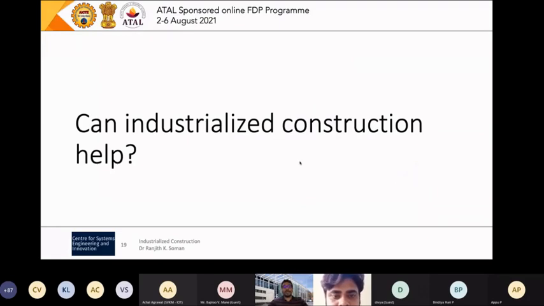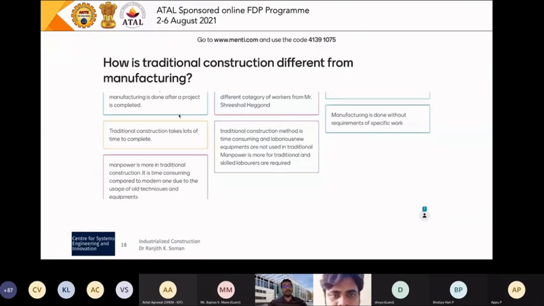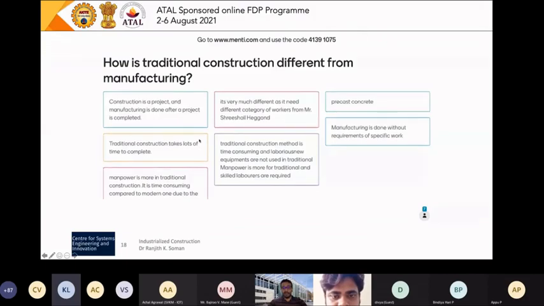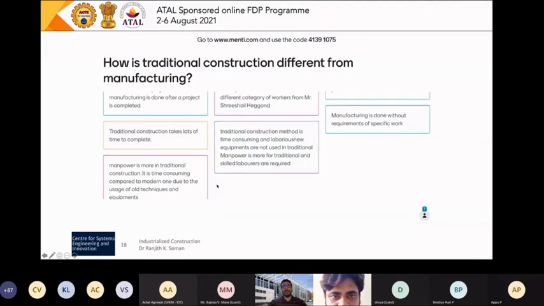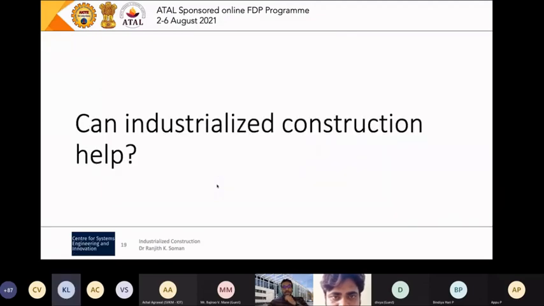So can industrialized construction help? That's the question that we are looking at. So we have some problems that we have seen here in the comments and from the previous slides, something with regards to the time, problems with equipment, etc. All those are true. So can we mitigate that with industrialized construction, or should we treat it as traditional itself?